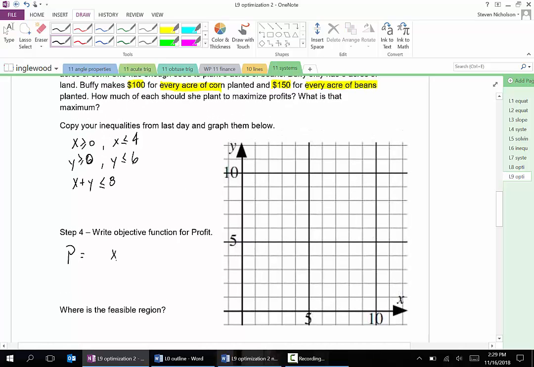Well, that's that amount of corn, but she makes $100 for every acre, and because we're adding, she has some beans and she makes that much on her beans. So this is the thing that we're going to try to solve. And in order to solve it pictorially, we have to draw the picture and look at, well, what could actually happen. So again, x plus y less than or equal to 8, we should be able to do that.